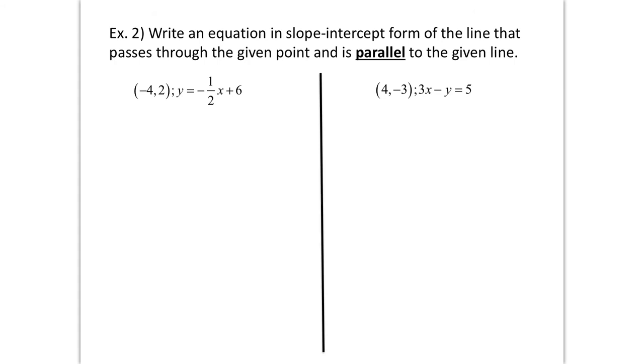Okay, so now let's go ahead and practice how to write. I'm just going to read the instructions: write an equation in slope-intercept form of the line that passes through the given point and is parallel. Let me highlight that. We want parallel to the given line. Okay, so first, let's understand the problem. We want to write, not graph, not solve, but we want to write an equation in slope-intercept form.